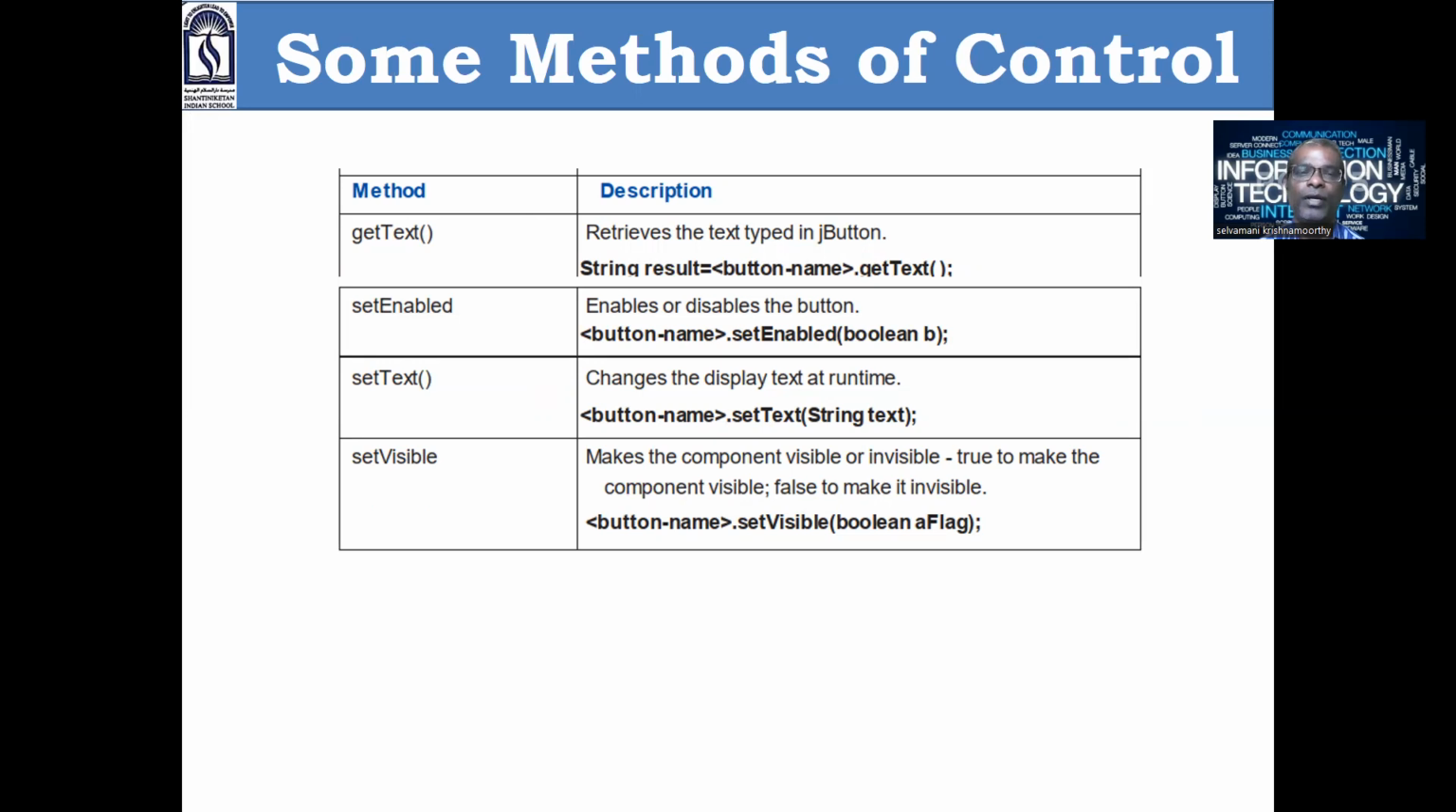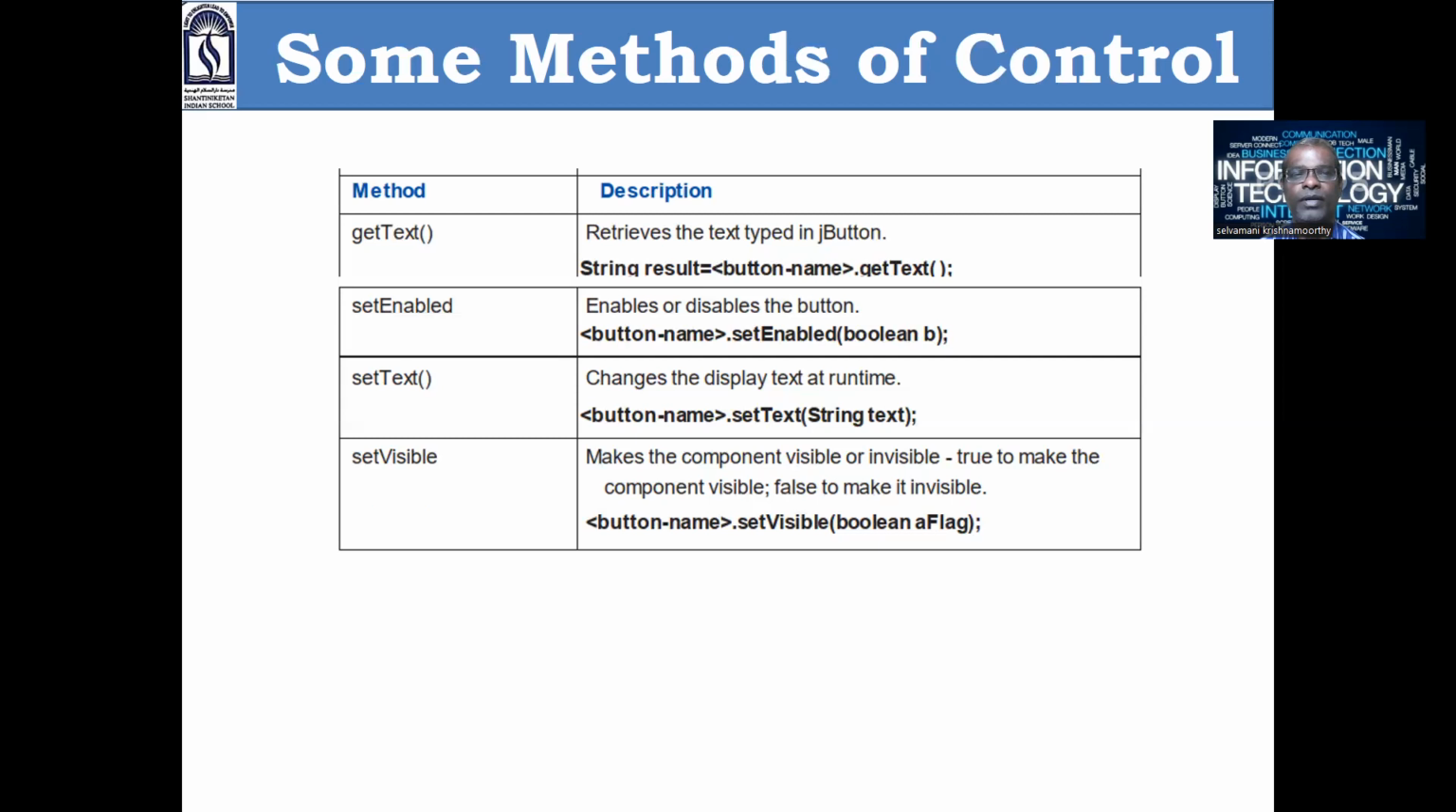Set enabled. It enables or disables the control. See it here. One control is there, that is button name dot set enabled within brackets. If true, that button will be enabled. If the boolean b is false, that button is disabled. Set text changes the display text at runtime.